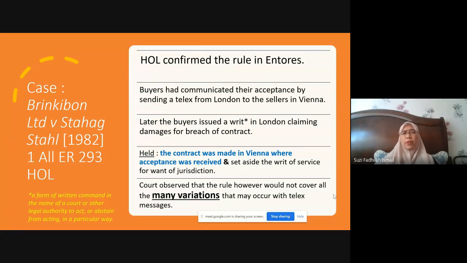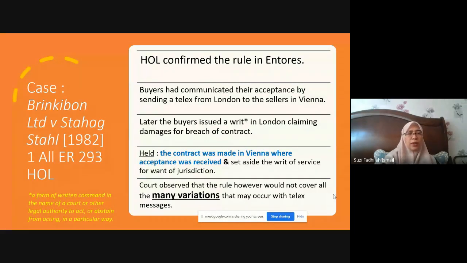What happened here? Buyers had communicated their acceptance by sending a telex from London to the sellers in Vienna. And later, the buyers wanted to file a claim. So the buyers issued a writ in London. Remember, they are the ones who accepted. They sent the acceptance from London to Vienna. So the buyers issued a writ.